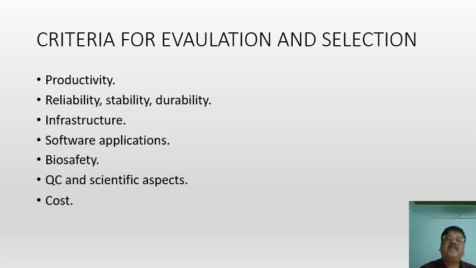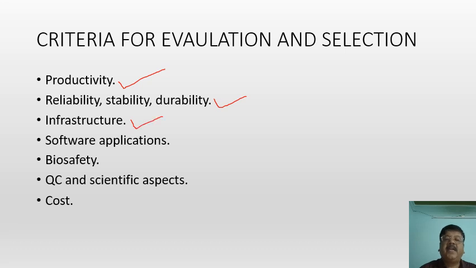Then criteria for evaluation. Now, we have seen so many automated methods. Automated blood culture we have seen, automated AST, ID we have seen. So during selection, we should select properly. We have to see the productivity, how many samples are coming to our lab and how it can be utilized, because we are spending so much money on these equipments. Then the reliability, durability and stability. We have to see, once we have purchased it, how much post-purchase servicing they can give.